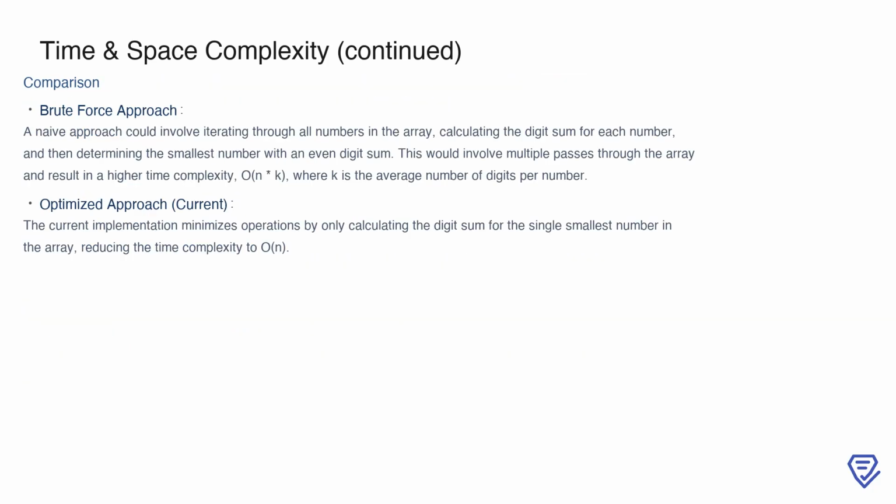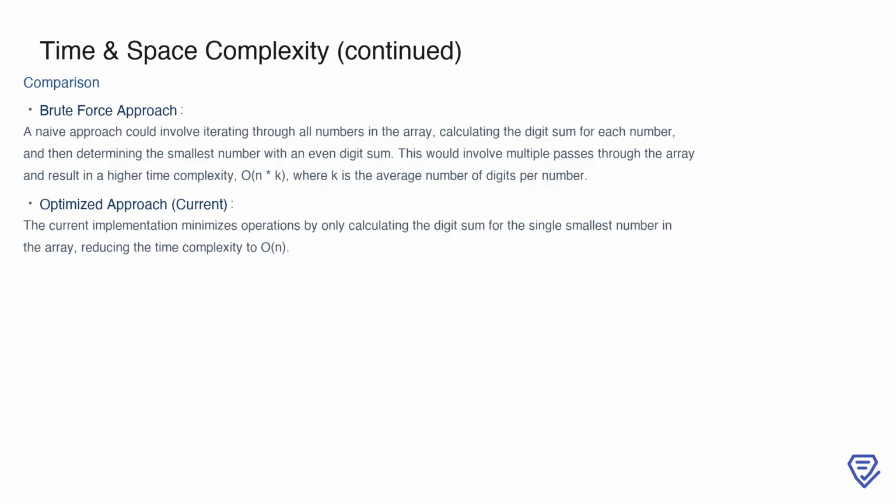To understand the efficiency of the current implementation, let's compare it to a brute force approach. A naive method might involve calculating the digit sum for every number in the array and then identifying the smallest number with an even digit sum. This approach would require multiple passes through the array, leading to a time complexity of O(n*k), where k is the average number of digits per number.